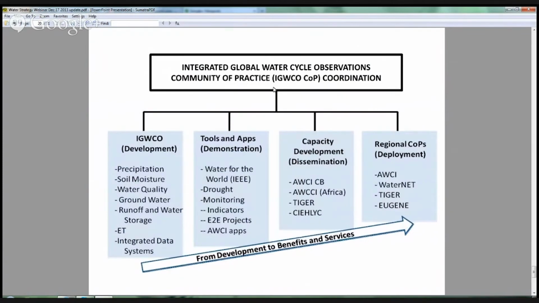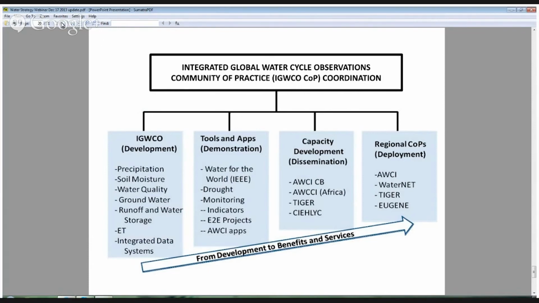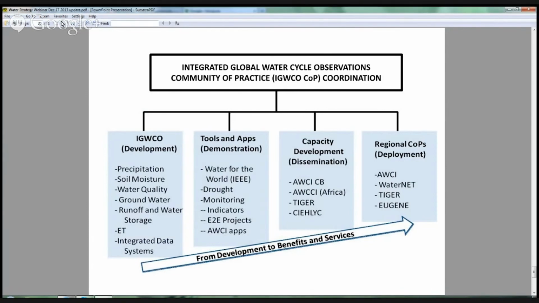In terms of the mechanism for these discussions, we do have an integrated global water cycle observations community of practice, which anyone is free to join. It has a development component, a demonstration component for tools and applications, a capacity development component, and we have regional communities of practice associated with different geographical regions such as Asia or Africa. Again, this mechanism is likely to help us move forward in the next decade as well as serving us in the present.